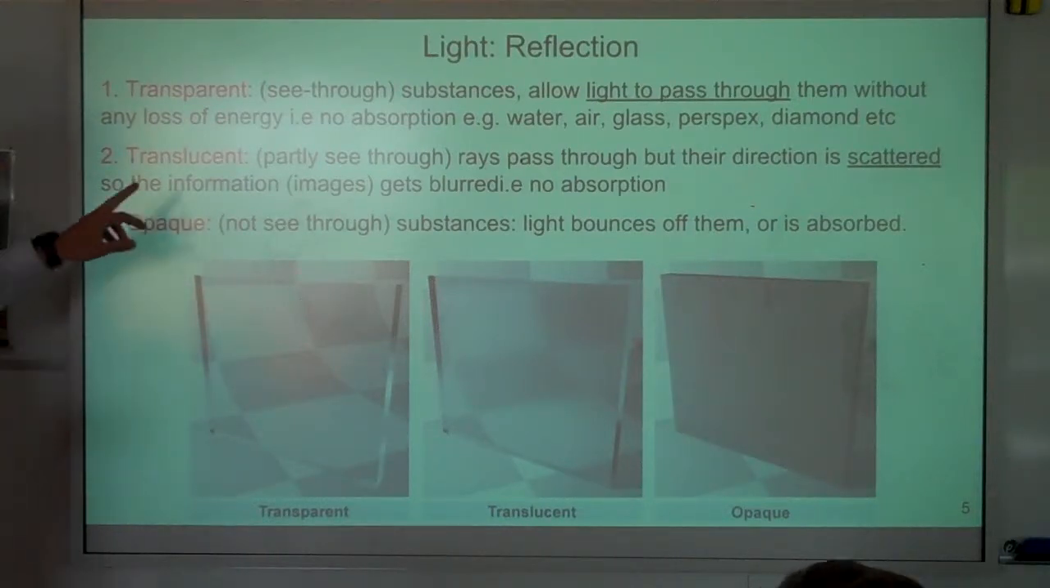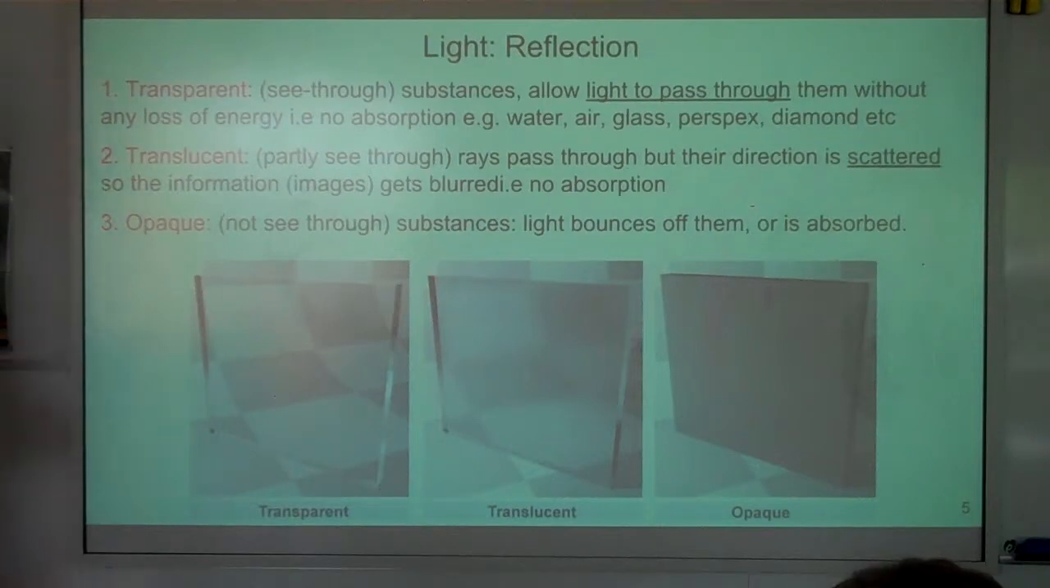Okay. Now, a translucent substance is something that is only partly see-through. So rays of light can go through, but they scatter. And so you've seen these in doctors' offices, or dentists' offices.